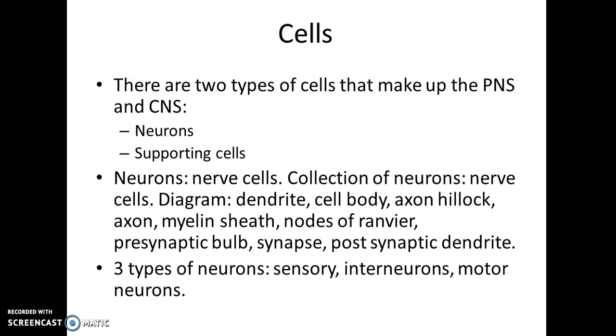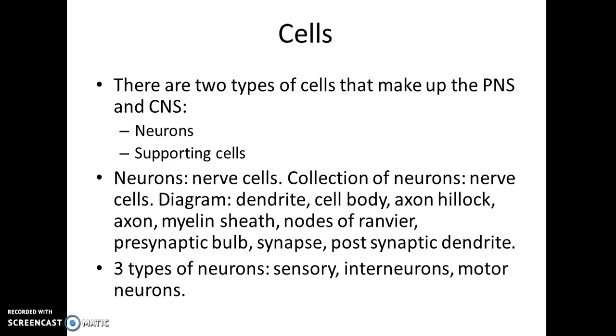So there are two types of cells that make up the peripheral nervous system and the central nervous system. We have neurons and supporting cells. Neurons are also known as nerve cells, and you are going to draw a picture of a nerve cell, labeling the following: the dendrite, the cell body, the axon hillock, the axon, the myelin sheath, the nodes of Ranvier, the presynaptic bulb, the synapse, the postsynaptic dendrite.